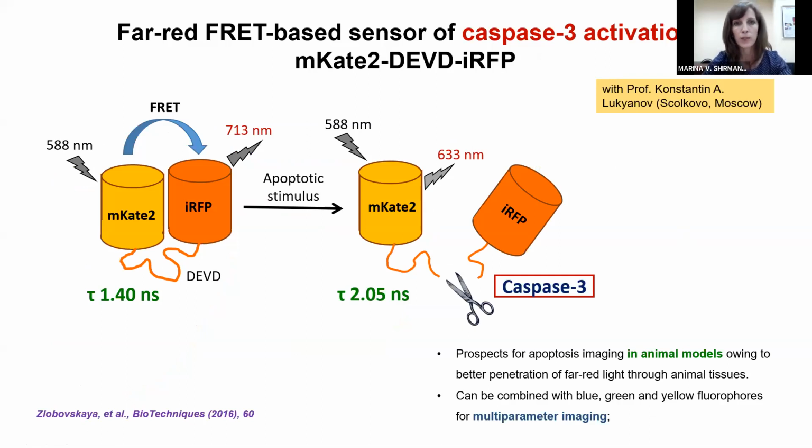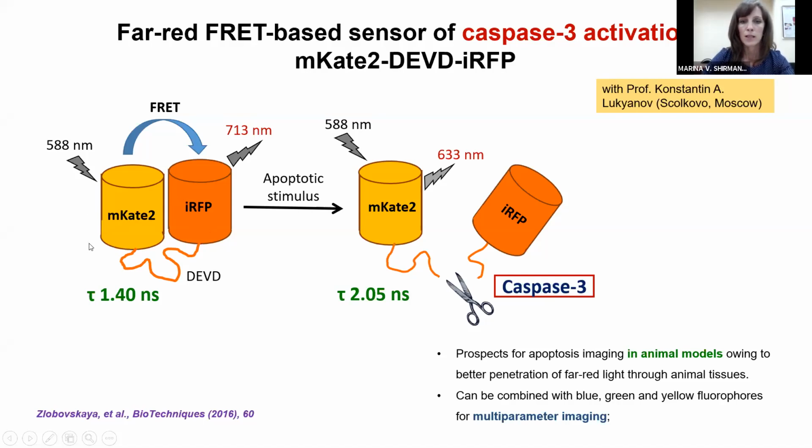To detect apoptotic cells, we use a genetically encoded sensor for caspase-3 activity, MK2-DEVD-iRFP. This is a new genetically encoded sensor developed by Professor Konstantin Lukyanov from Moscow. The structure of the sensor is typical for a FRET-based sensor. It consists of two fluorescent proteins, MK2 and iRFP, linked via a caspase-3 recognizable linker, DEVD.